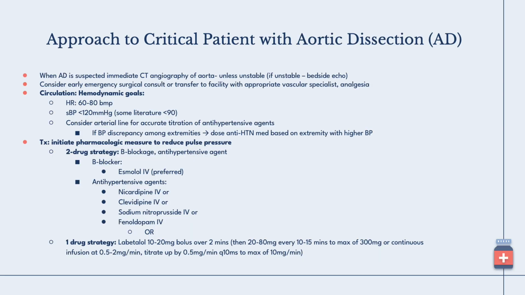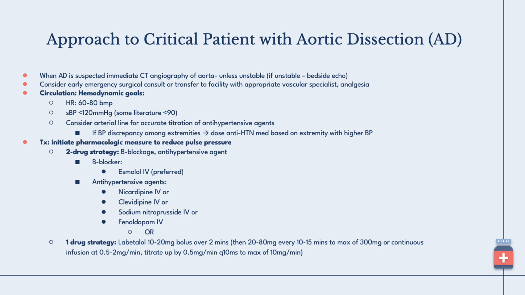So our approach to our aortic dissection: immediate CT angiogram is going to be important, unless of course our patient is unstable. If unstable, we're doing a bedside echo. Consider early emergent surgical consult, or be able to transfer your patient immediately to a center that's got a vascular surgeon present. Circulation, so the goals here: heart rate of 60 to 80, keeping their systolic blood pressure less than 120. My center, it was less than 100.